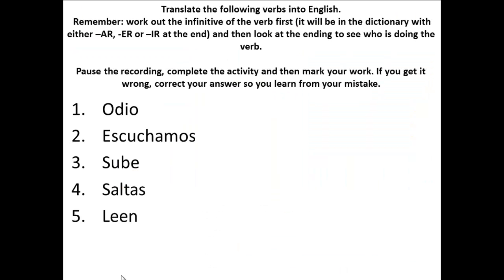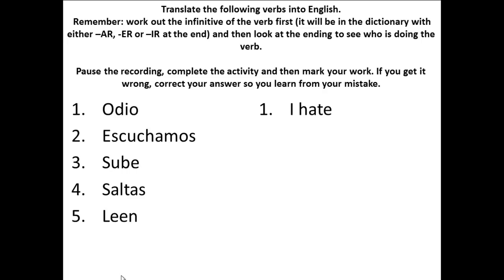Now translate the following verbs into English. Remember, work out the infinitive of the verb first. It will be in the dictionary with either AR, ER or IR at the end. And then look at the ending to see who is doing the verb. Por ejemplo, número 1. Odio. I hate. So pause the recording and complete the activity and then mark your work. Remember, if you get it wrong, to correct your answer so you can learn from your mistake.